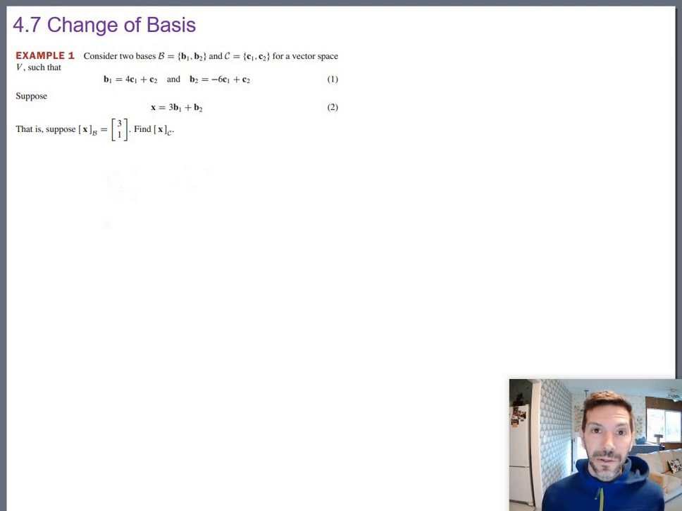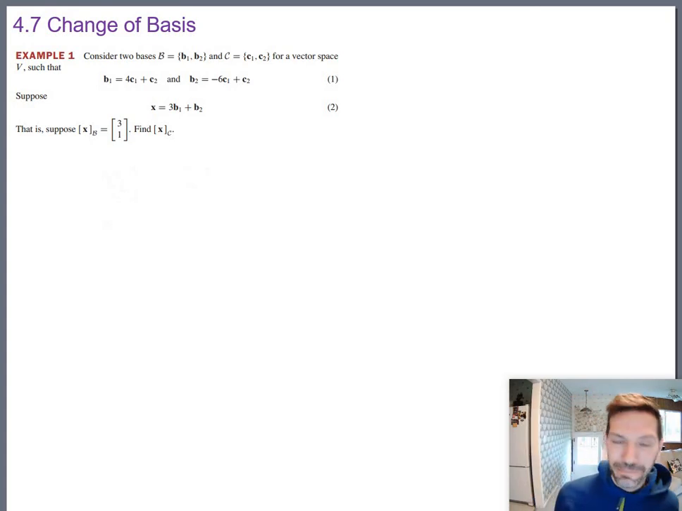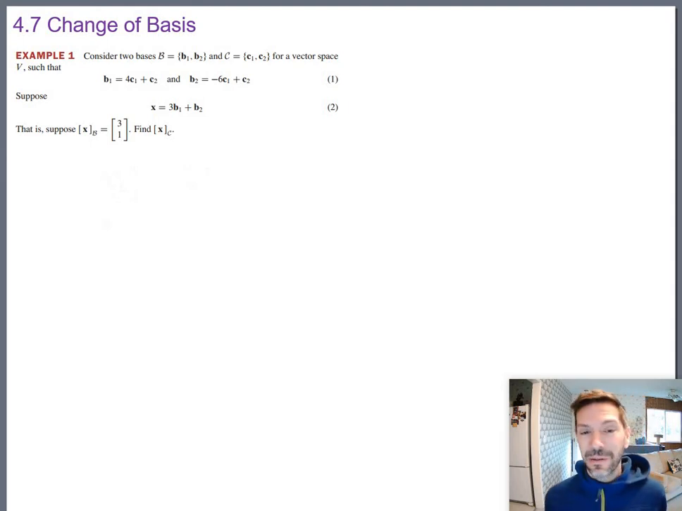I want to introduce our second and final technique for change of basis with this example. This is actually example one from the textbook, stolen straight from Lay. Okay, so let's take a look at this. You've got two different bases. This time they're not even telling you what they are. They're just saying the first one is B1, B2, and the second one's C1, C2 without numbers attached to them.